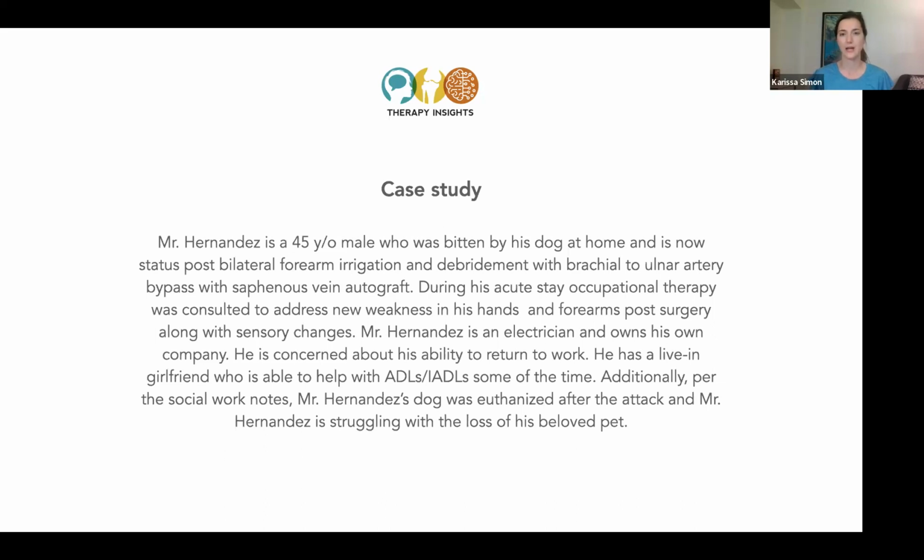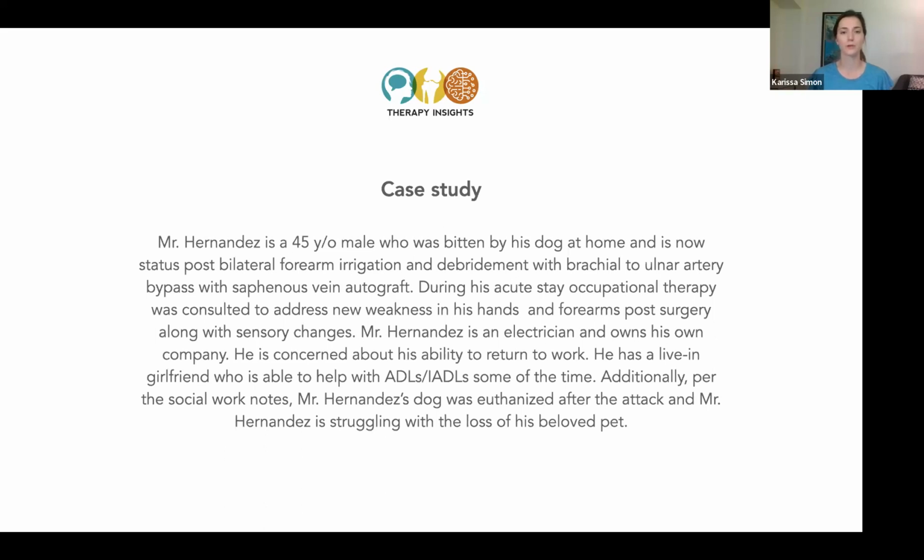During his acute stay, occupational therapy was consulted to address new weakness in his hands and forearms post-surgery, along with sensory changes. Mr. Hernandez is an electrician and owns his own company. He is concerned about his ability to return to work. He has a live-in girlfriend who is able to help with ADLs and IADLs some of the time.